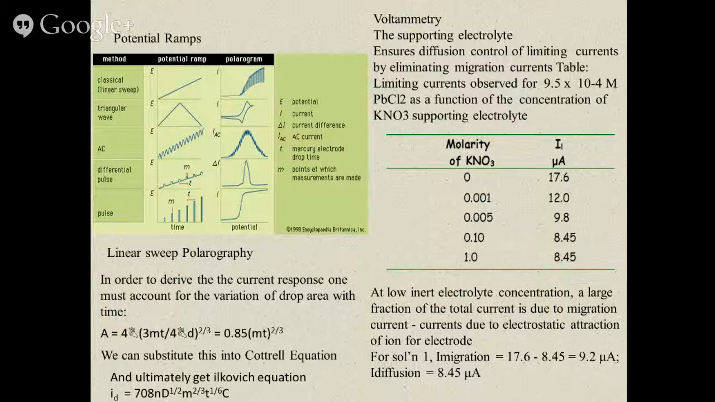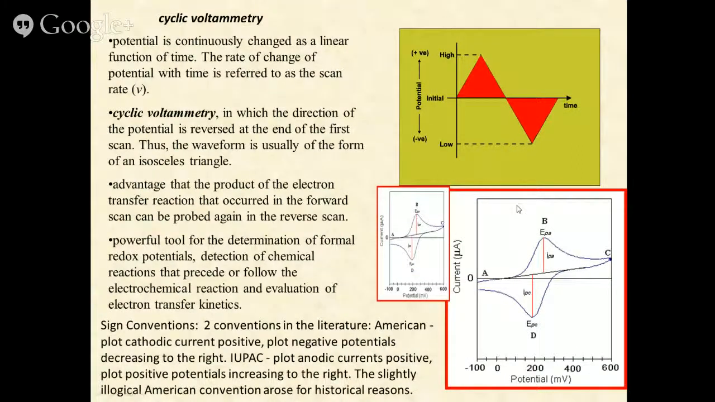Okay, so the migration current, if I were to subtract, is of the order of 9.2 microamperes, and the diffusion current is 8.45. At one molar concentration, I'm only measuring the diffusion current. I'm eliminating the migration current. So therefore, in all these electrochemical measurements, it is necessary that we use a supporting electrolyte.